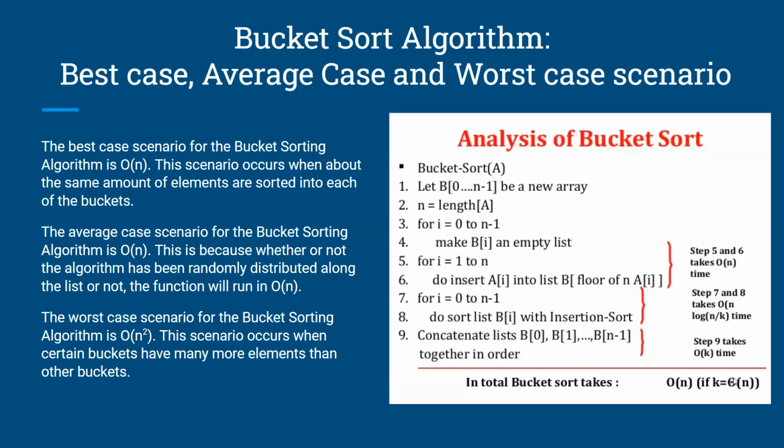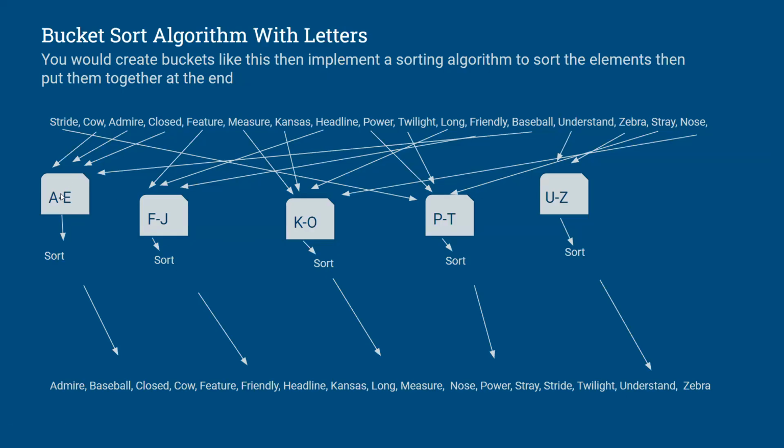And now I wanted to go over, for the bucket sort algorithm, the best case, average case, and worst case scenarios. In this picture here, we have the reason why. We have some math for how we get these answers. The best case for the sorting algorithm is going to be O of n. This scenario occurs when the same amount of elements are sorted into each bucket. So let's say for that previous one, we had 4 words in each bucket. That would be O of n. That would be the most efficient way to sort these.